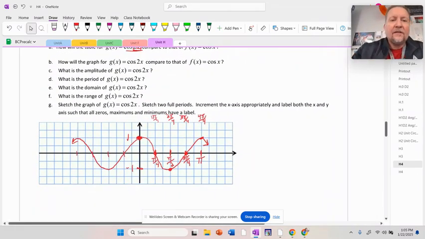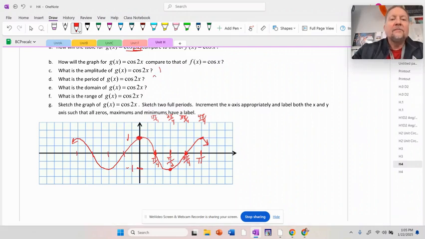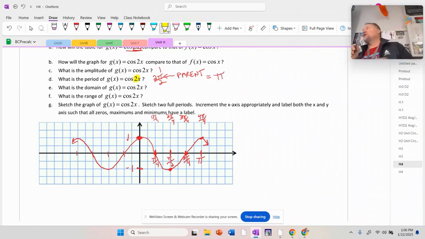What is the amplitude? It's still 1. What is the period, though? You know what it is? It ended up being, I might as well share this, 2 pi, the parent's period, divided by that 2, which equals pi, the 2 that is in this equation. It is true. And I'm going to have to write that on the next page.